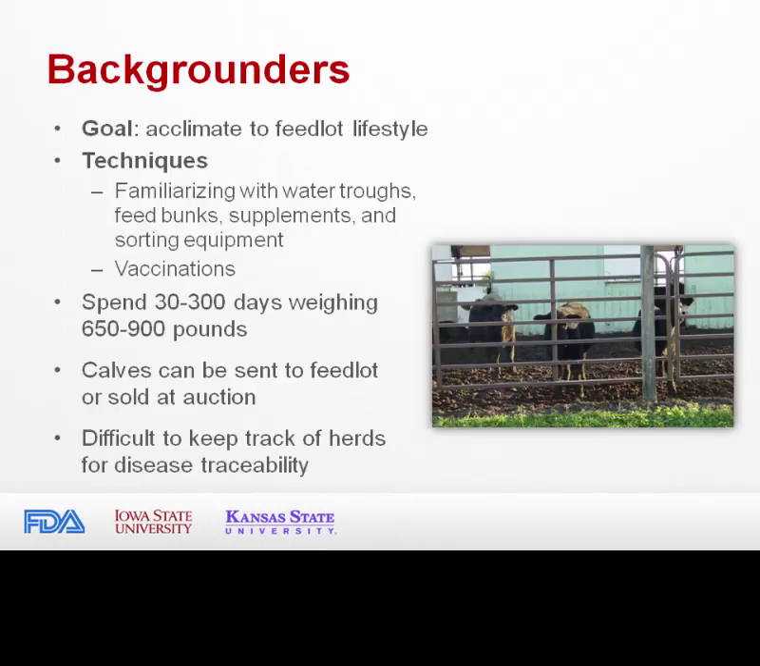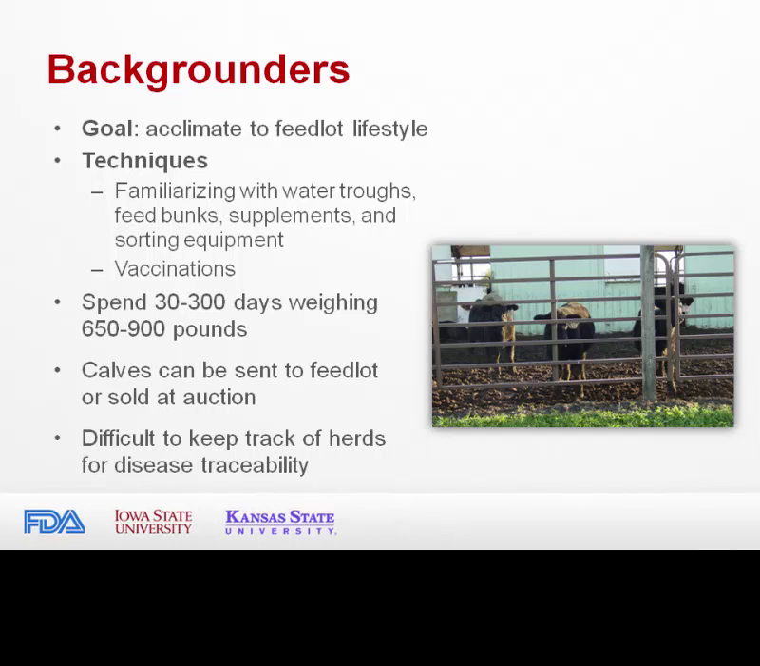An often utilized second step in the beef production process consists of calves being backgrounded, or prepared for their future in a feedlot. Calves may be sent to a specialized backgrounding facility, or cow-calf operators may keep their calves past weaning to acclimate them to the feedlot lifestyle. Common backgrounding techniques include familiarizing calves with water troughs, feed bunks, feed supplements, and sorting equipment so that the transition at the feedlot goes more smoothly.